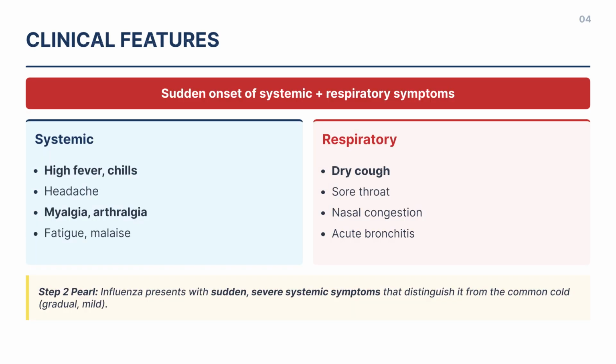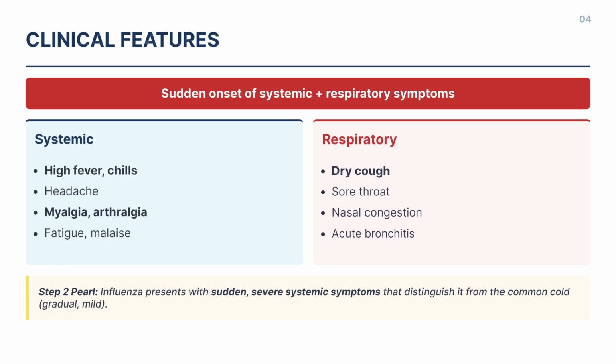The classic influenza presentation is the sudden onset of systemic symptoms combined with respiratory symptoms. Systemic features include high fever with chills, headache, prominent myalgia and arthralgia, fatigue, and malaise. Respiratory features include a dry cough, sore throat, nasal congestion, and acute bronchitis. The hallmark is how rapidly the symptoms appear, typically within hours.